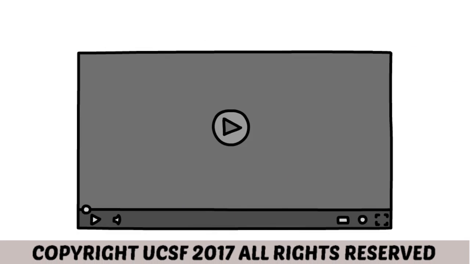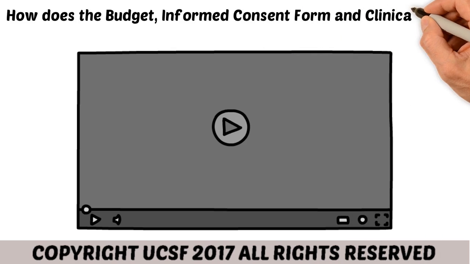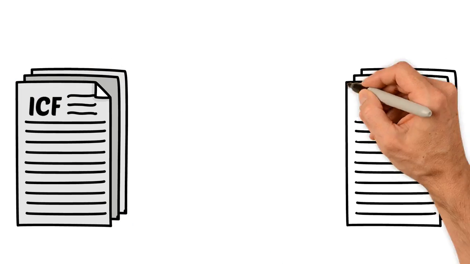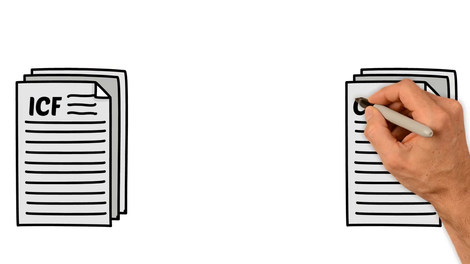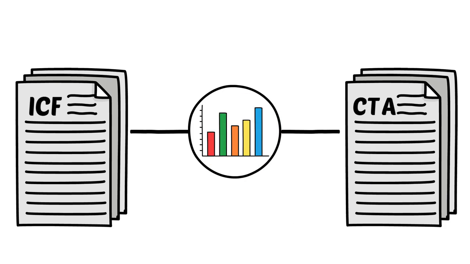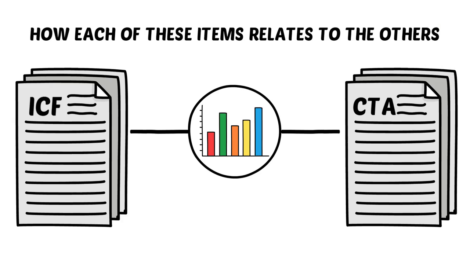The topic of this video is how the budget, informed consent form, and clinical trial agreement language affect the coverage analysis. The budget, informed consent form or ICF, and clinical trial agreement or CTA all have major influences on the coverage analysis, both the initial and final coverage analyses. This video will explore how each of these items relates to the others.